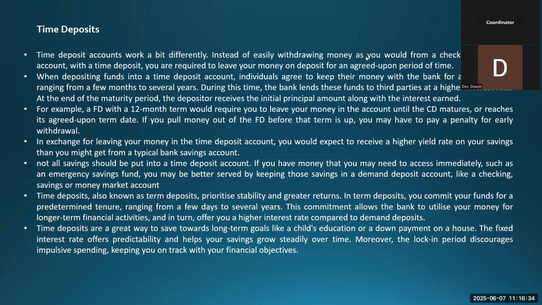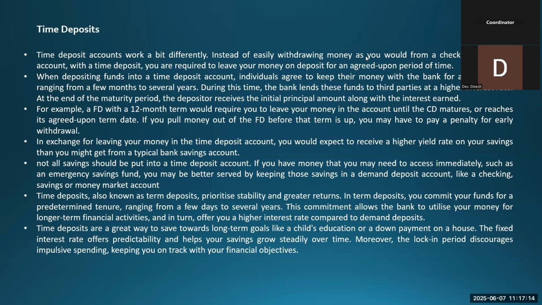So coming to the first slab, read it. 7 to 45 days: general citizen 3 percentage, senior citizen 3.50 percentage. So senior citizens get 0.5% extra than the general citizens. Senior citizens are citizens who are above 60 years of age. Read the next slab. 46 to 90 days: 4.25 percentage, 4.75 percentage. Then 91 to 184 days: 4.75 percentage, 5.25 percentage.